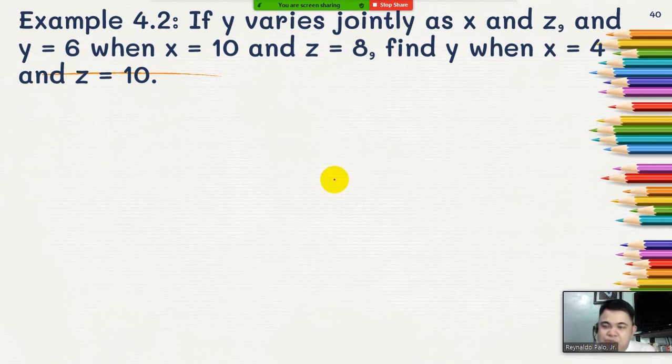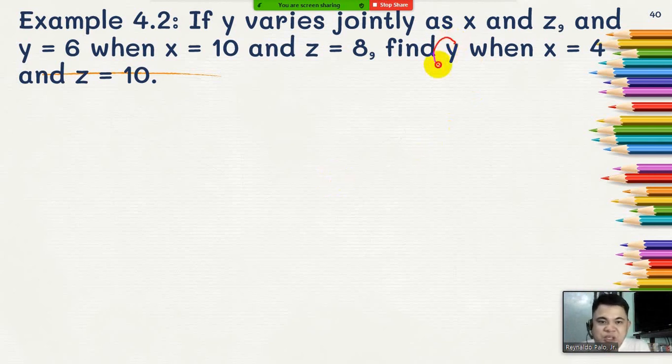Now example 4.2. If y varies jointly as x and z, and y is equal to 6 when x is equal to 10 and z is equal to 8, find y when x is equal to 4 and z is equal to 10.